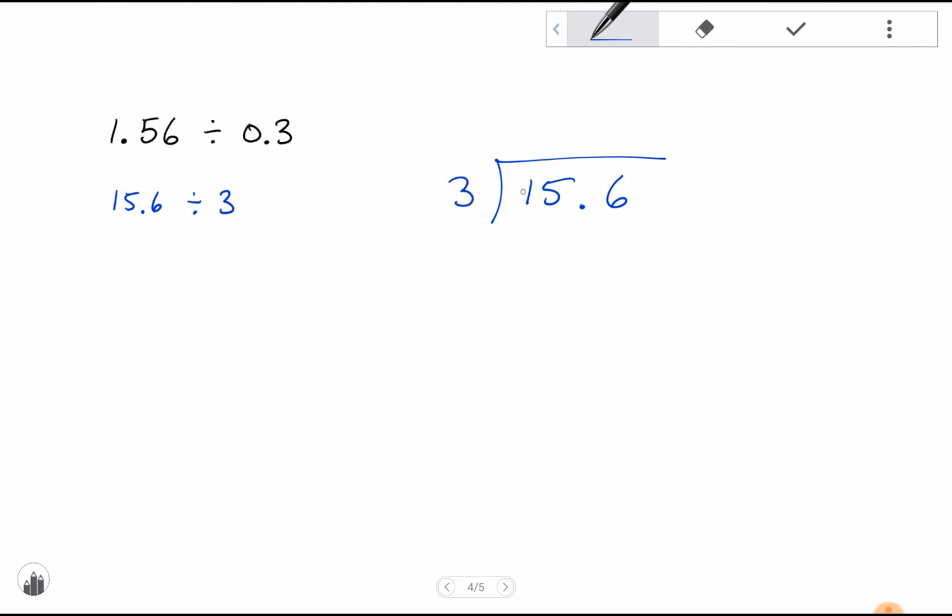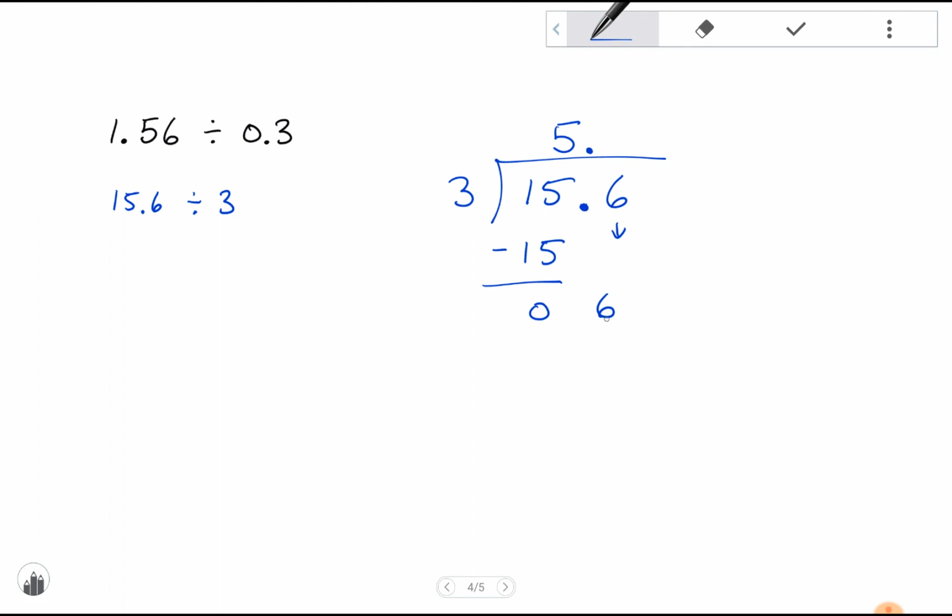So 3 goes into 1 no time, so we don't write any value in this column. Now we look at how many times does 3 go into 15? 5 times. So we put the 5 here. 3 times 5 is 15. 15 minus 15 is 0. And we bring down the 6. This decimal, we have to keep it. Okay, put it in the correct spot. Make sure this is nice and lined up.